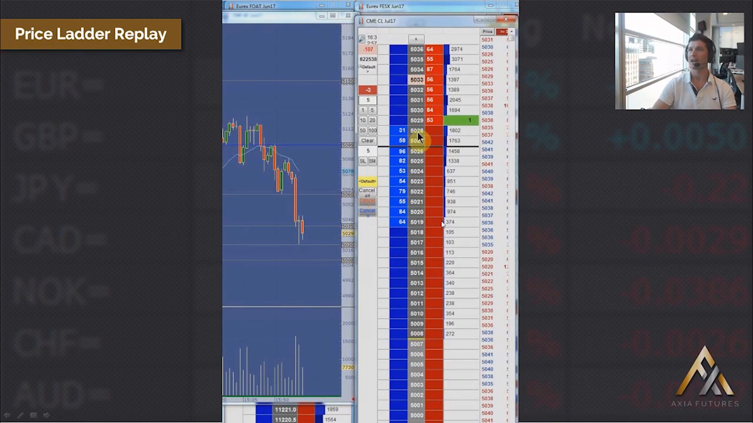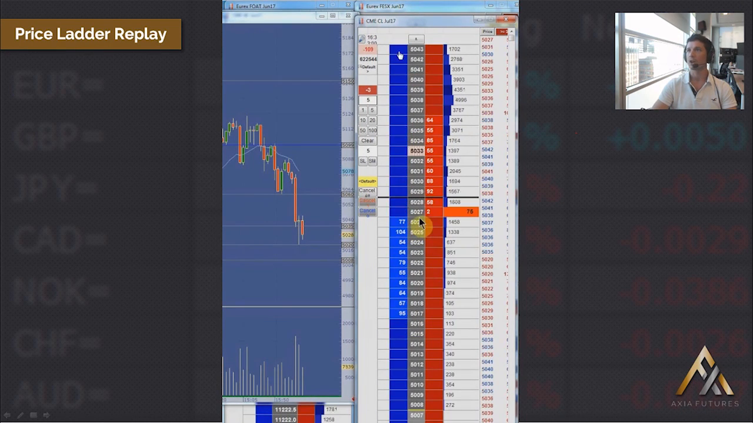So let's have a look quickly and see what the price ladder looks like. Now remember, bear in mind, we said once we broke that 50.55, we were looking for short side trades. So let's pay attention now and see how this played out over the course of the day.